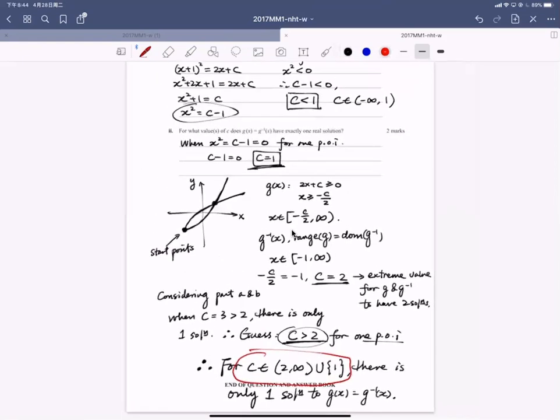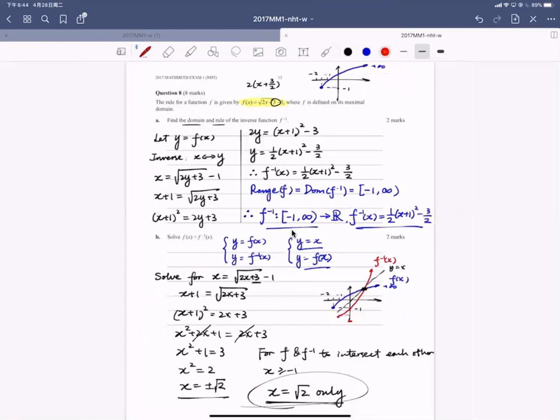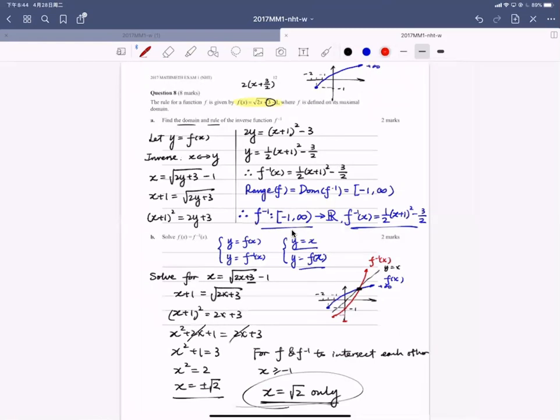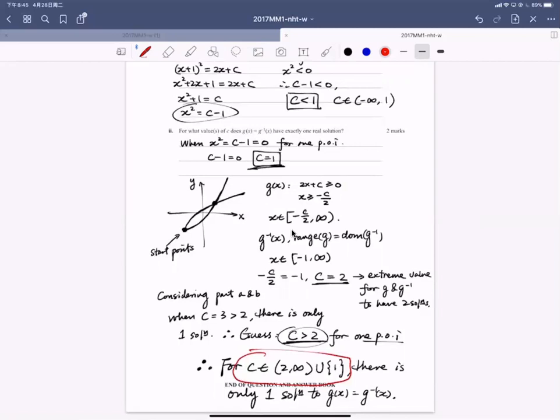All right. I think except for the very last question, which is question 8, which is very tricky in some way, the rest of this paper, they are doable. So hopefully you guys can find this video helpful in some ways, and in future, I will complete the series for the suggested solution in math methods.